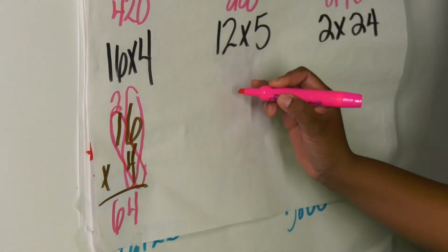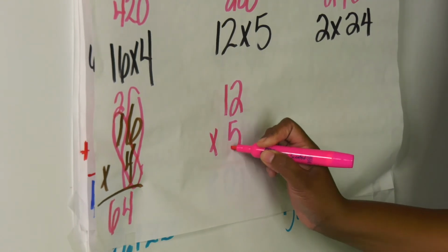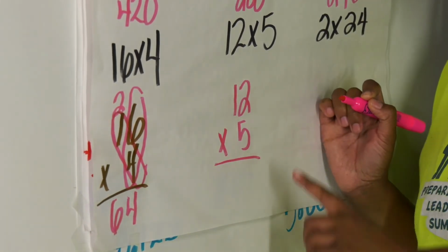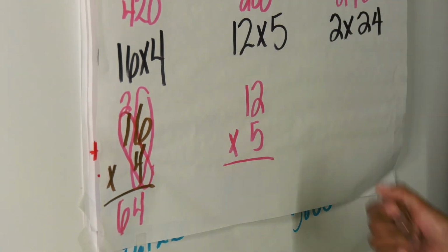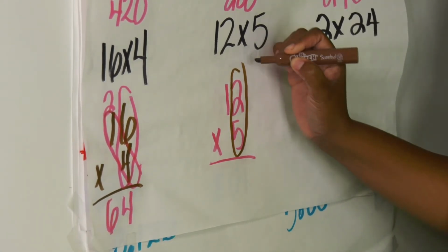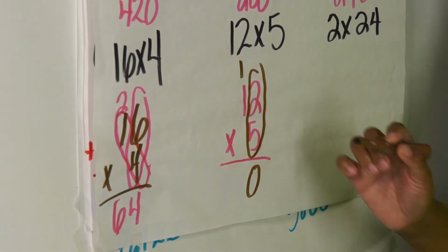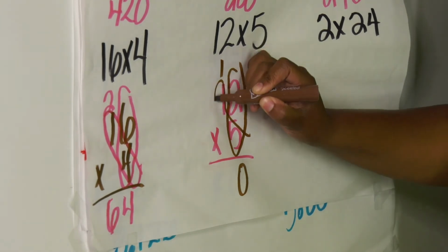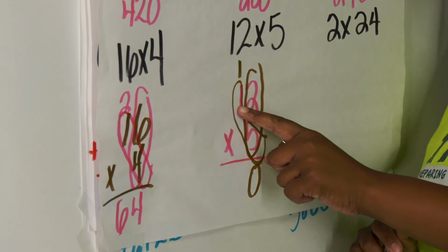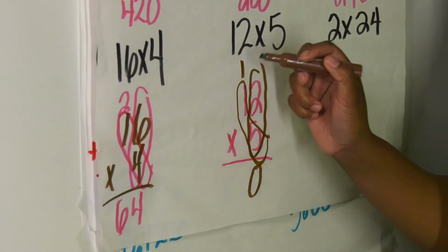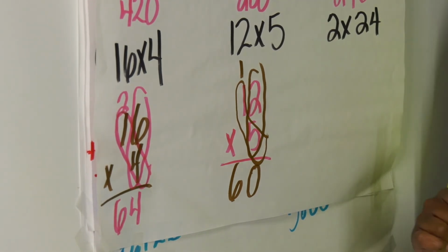12 times 5. Number with the most digits goes to the top. Line up your place value. 5 times 2 goes first. That's our ones place, which is 10. 0, carry the 1. Then I want to multiply 5 times 1. I want to leave that 1 out. I'm going to add it at the end. 5 times 1 is 5. 5 plus 1 is 6. Okay, very similar to addition.